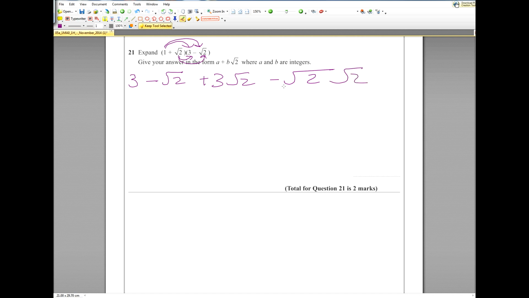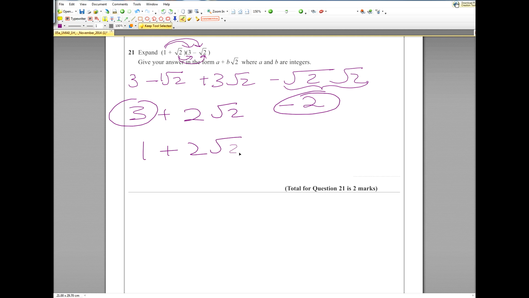Now, when you multiply a root by itself, it becomes the number inside. Now, I have minus 1 root 2 plus 3 root 2. So that gives us what? Plus 2 root 2. What is 3 take away 2? 1. So the answer is 1 plus 2 root 2. It says A plus b root 2. So give your answer in that format.